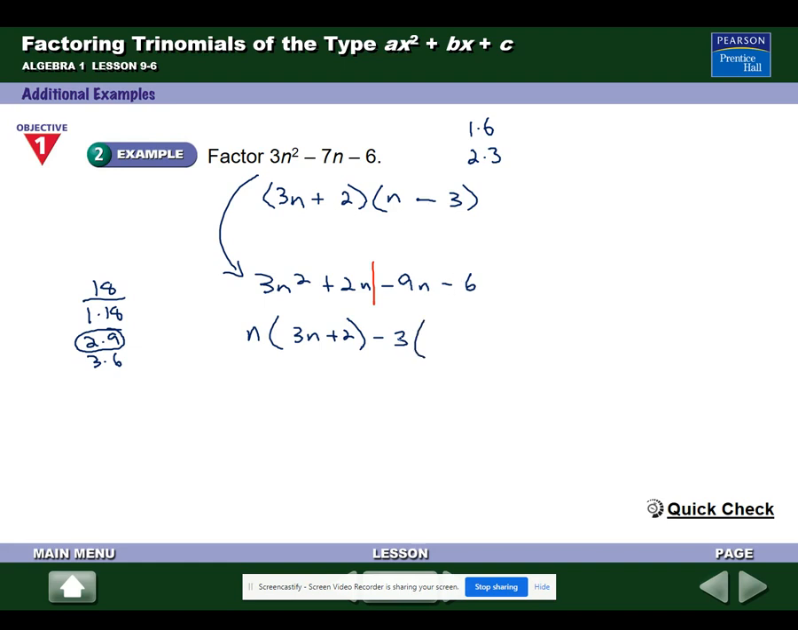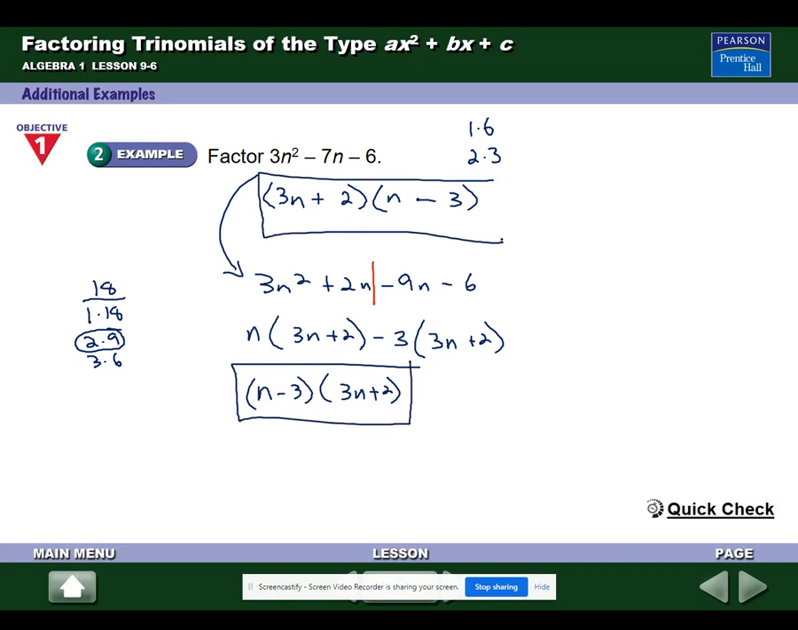And you can take a negative 3 out, which will turn the signs to positive, which we need because these are positive. And the GCF of 9 and 6 is 3, which would leave me then with 3n plus 2. So n minus 3 times 3n plus 2. Either of these is correct. The only difference between the two answers is that the parentheses are reversed.